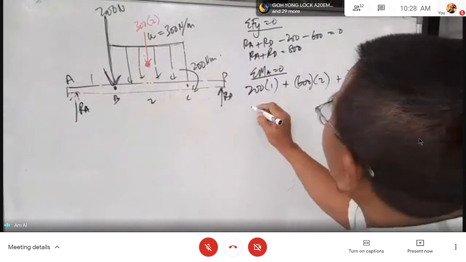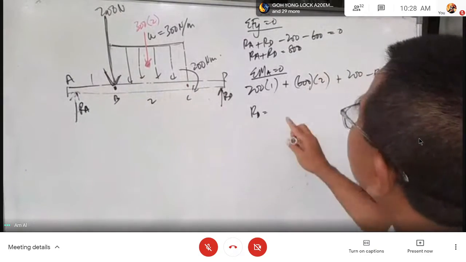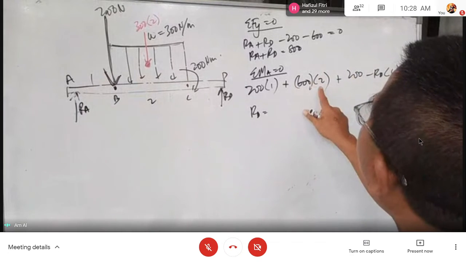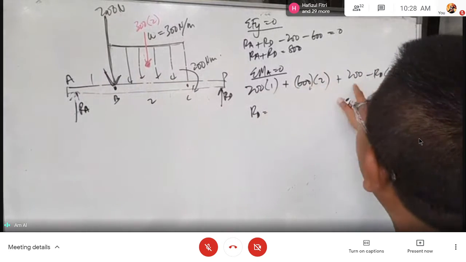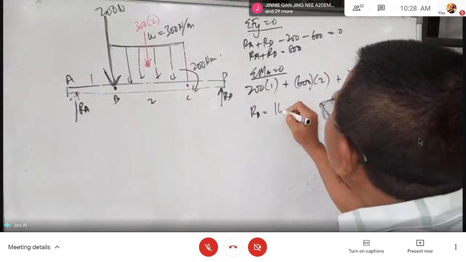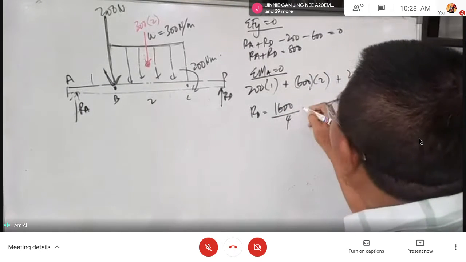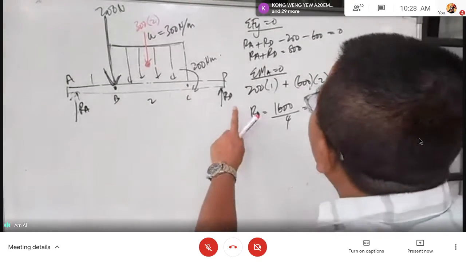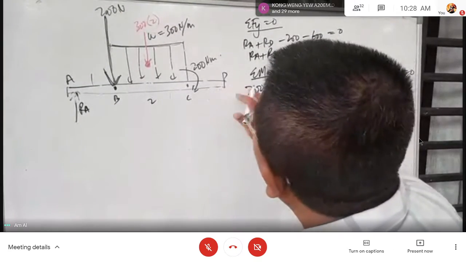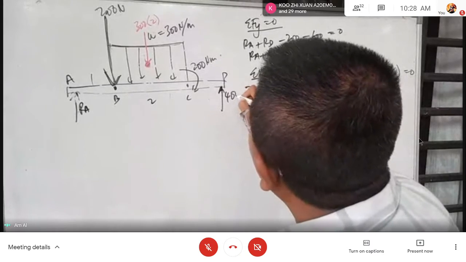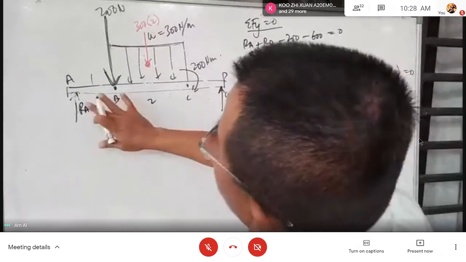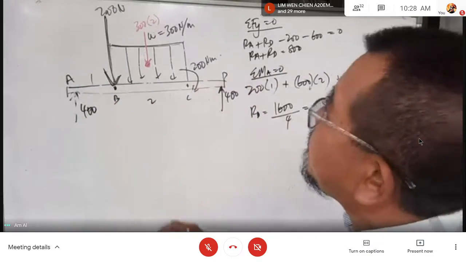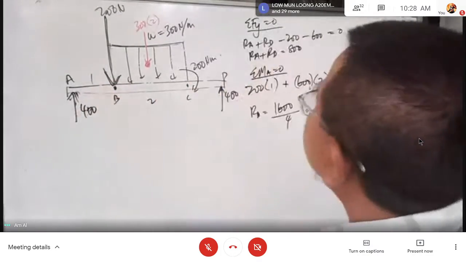So what is RD there? So this is 200, 600 times 2, plus 400, 1,600. So 1,600 divided by 4 is equal to 400 Newton. So here is 400 Newton. Put 400 Newton here, so your A is also 400 Newton. You got that one? Okay.